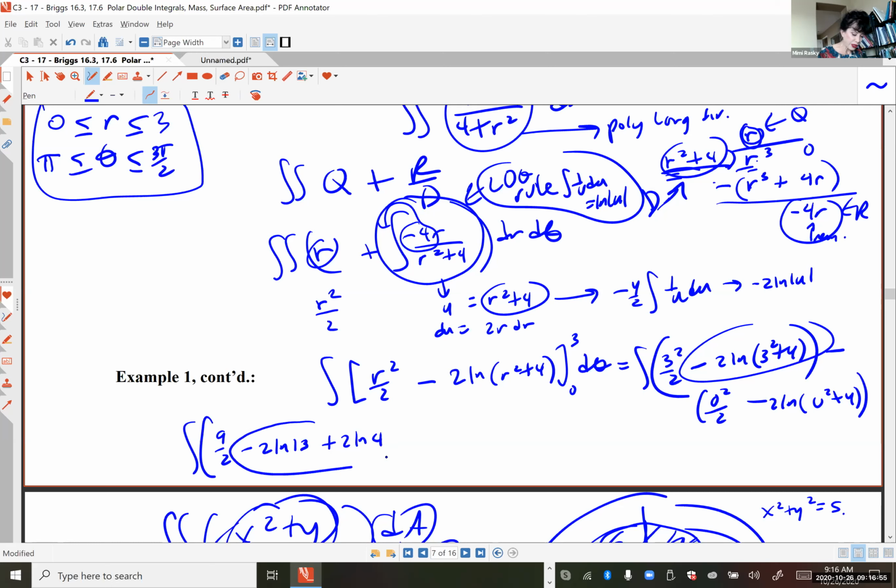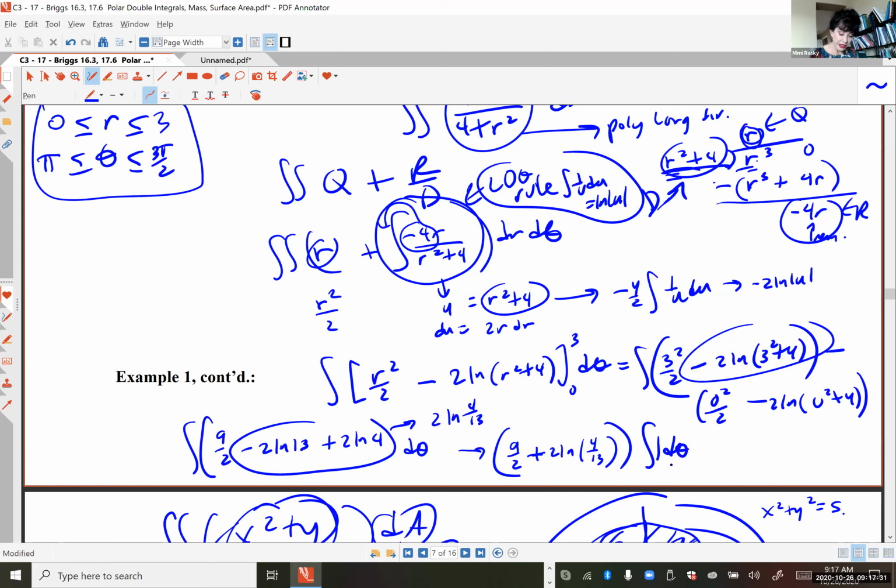Now, folks, if you want, you can combine those two logarithms together. That's going to be 2 ln of 4/13. That's fine for you to do. And then now you just have some weird numbers. So I'm going to pull 9 halves minus 2 ln of 4/13 out of the integrand. It's just some weird number. And now I'm going to integrate with respect to theta, but now you just have a 1 there.